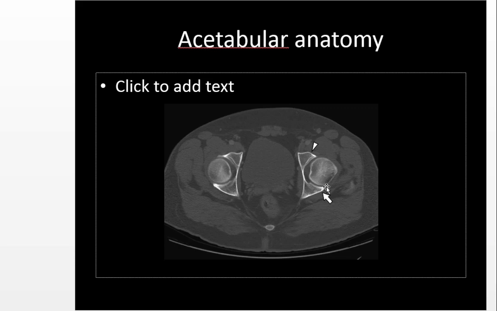Okay, so on a CT scan, this arrowhead here represents the anterior wall. This is the anterior acetabular rim right here. This is the anterior wall. The arrow here is the posterior acetabular wall. So you can imagine that if you were to cut the femoral heads in half, the anterior half here represents the anterior column, and the posterior half here represents the posterior column of the acetabulum.